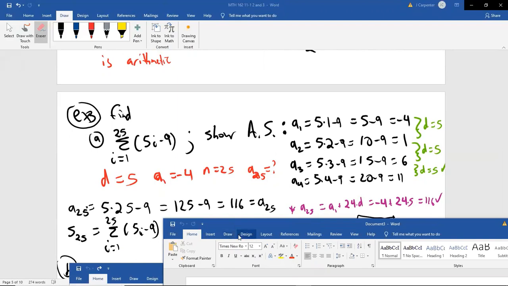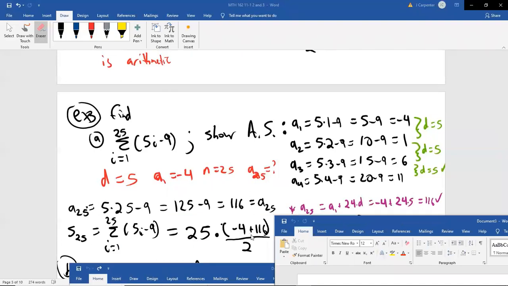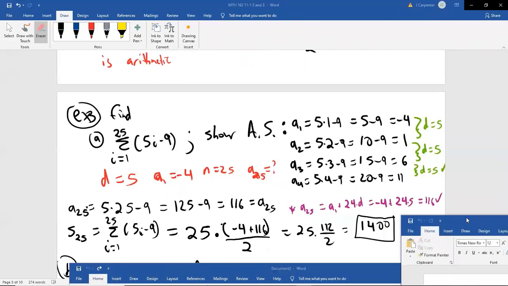But I'm not going to find all 25 terms. We're just going to take the number of terms, 25, times the average of the first and last. Negative 4 plus 116 over 2, which is 112 over 2. And if you do that math, you're going to get 1400. Half of 112 is what, 56? And then 56 times 25 is 1400.